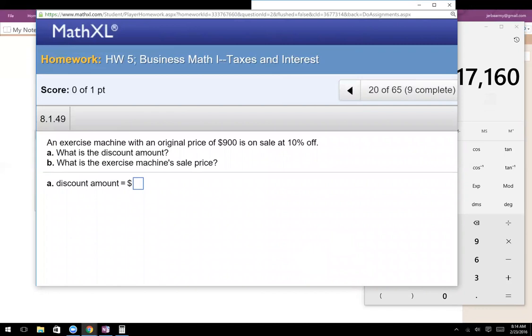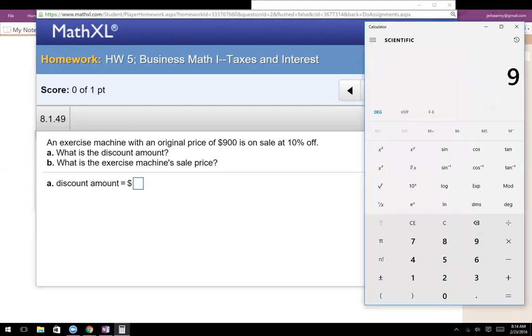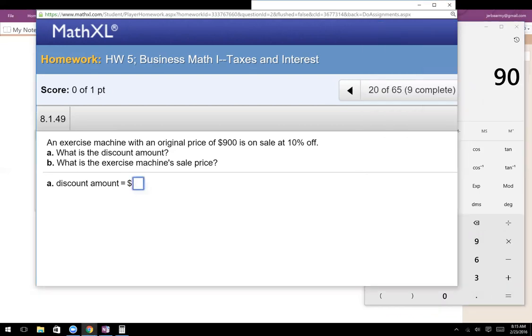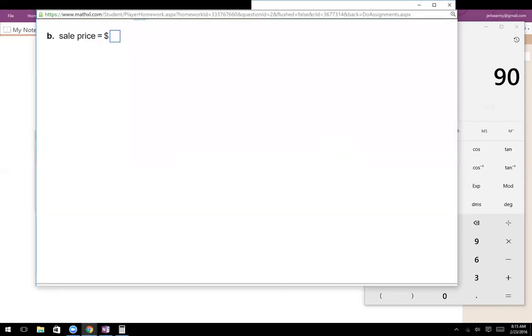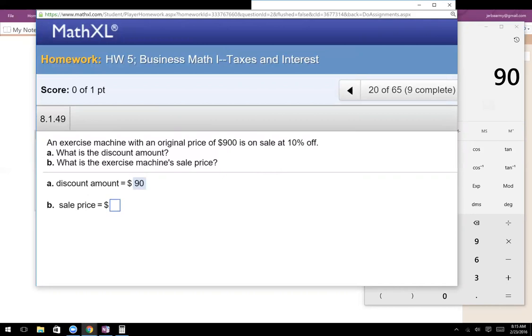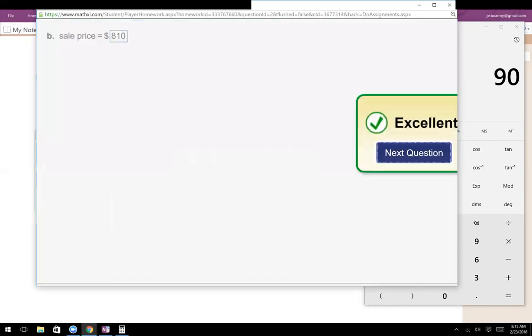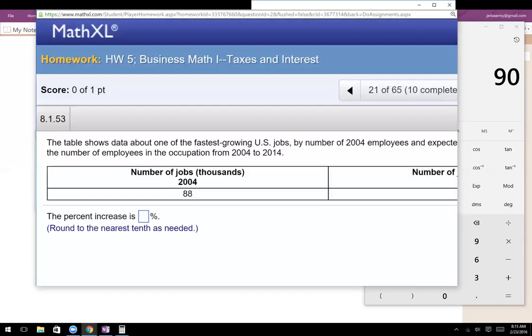All right. Same sort of thing. You've got an exercise machine. The original price is $900. It's on sale at 10% off. So how would we find the discount? 900 times 0.1. Yeah, the whole is 900. We're looking for the part. So times 0.1. So the discount is $90. So what are we actually going to pay for the exercise machine? Trying to find the discount from the original price. Cool. I like this. So, pretty easy.